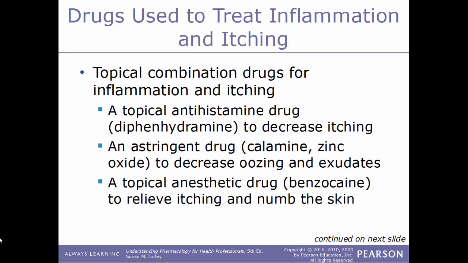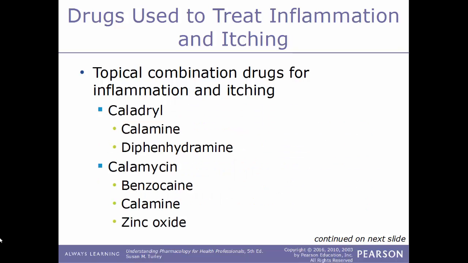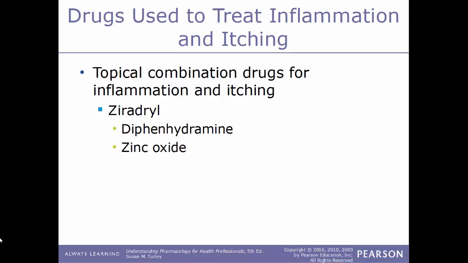You can also have topical combination drugs for itching and inflammation. There are multiple possible combinations you can have. Some could include a topical antihistamine, such as diphenhydramine, to reduce the itching. You could have an astringent drug, like calamine or zinc oxide, to decrease the oozing and the exudates. It could also include a topical anesthetic drug, benzocaine, to relieve the itching and to numb the skin. Some examples of a topical combination drug: Caladryl, which is a combination of calamine and diphenhydramine; Calamycin, which is a combination of benzocaine, calamine, and zinc oxide; Zeradryl, which is a combination of zinc oxide and diphenhydramine.